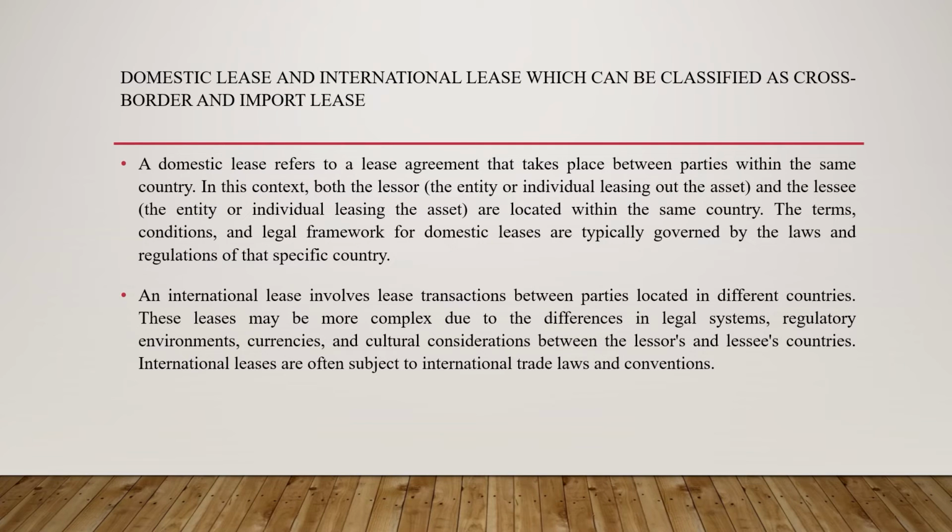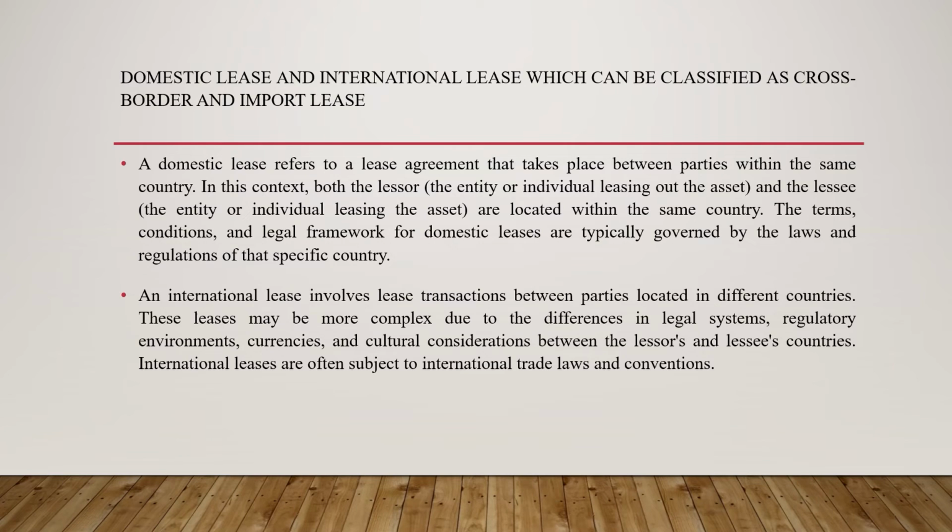Now coming to the international lease. An international lease involves lease transactions between parties located in different countries. These leases may be very complex due to the differences in the legal systems, regulatory environments, currencies, and cultural considerations between the lessor and the lessee countries. International leases are often subject to international trade laws and conventions. So, coming to the key aspects of international lease.